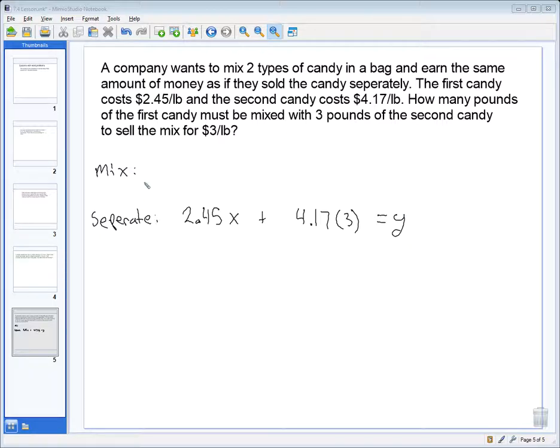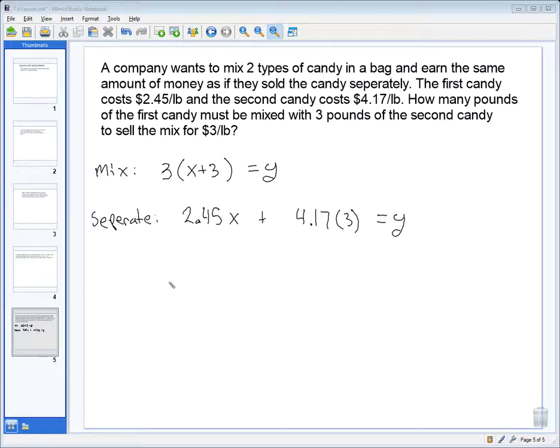Now, when we mix this candy, we want to have 3 pounds of this one and a certain amount of pounds of this one, and together we're going to sell it for $3. So the money that we are going to earn per pound is $3 per pound. And how many pounds do we have? This is the tricky part that most students can't figure out. We have x pounds from this one and 3 pounds from this one, or in other words, we have x plus 3 pounds that we're going to sell at $3 per pound.